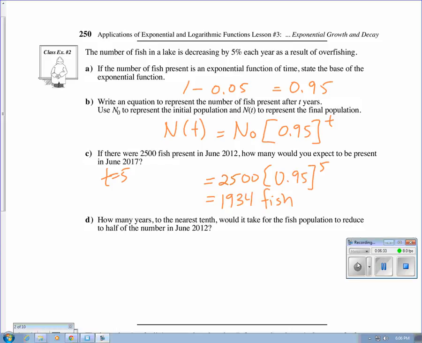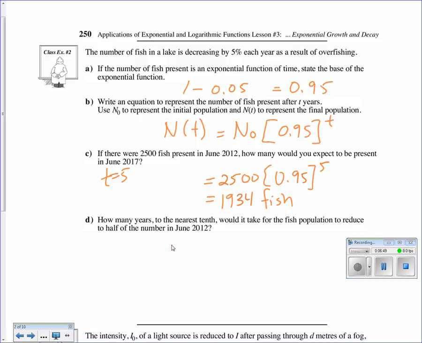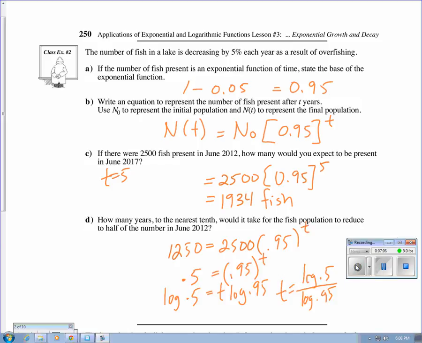to the 5. So like I can have doubling time, I can also have halving time. Have 2,500 fish. How long will it take to get to half that number? So 2,500 chopped in half takes me down to 1,250. Starting from 2,500, the base is still the same, but I'm looking for that n value or that t value. See if you can find it.